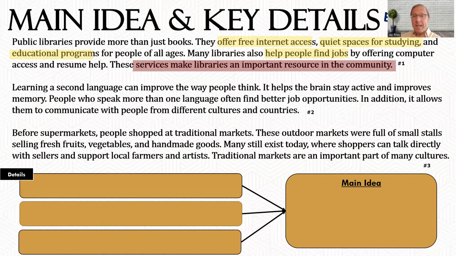So I can see that I've got a description of these markets. They're full of small stalls selling fruits, vegetables, and handmade goods. Shoppers can talk directly with sellers. They can support local farmers and artists. So I see that all of these things tell me how traditional markets are an important part of many cultures. So all of those key details are provided, and the last sentence tells me the main idea.